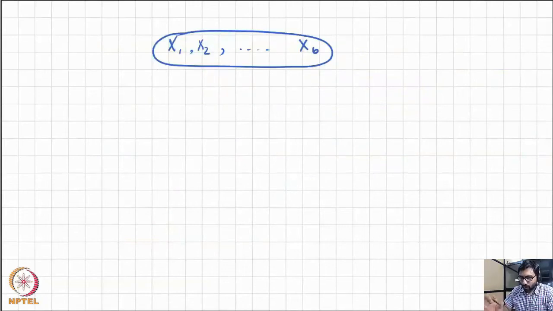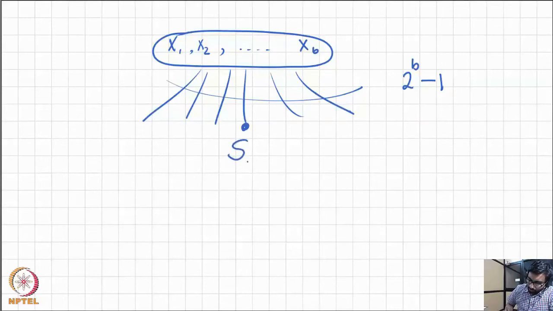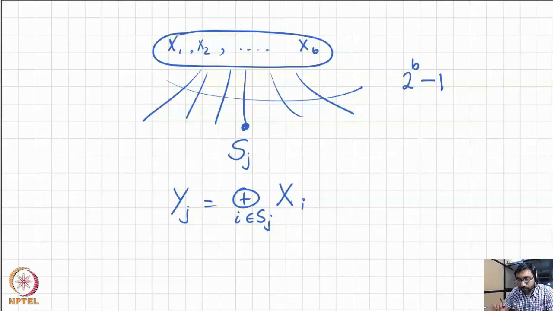Now consider these b bits, x1, x2, and so on up to xb. We know that the cardinality of the power set is 2 raised to the b. And if we get rid of the empty set from the power set, we'll have 2 raised to the power b minus 1 subsets of this set. And now take each subset. So let's say we take this subset as Sj, and using this subset Sj, let's generate a random bit. We'll call that yj. And yj is simply the exclusive OR over all bits in Sj. So in this manner, we have now generated 2 raised to the b minus 1 random bits.